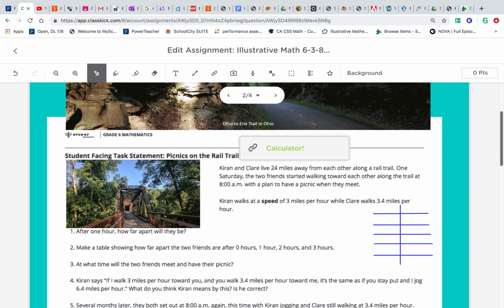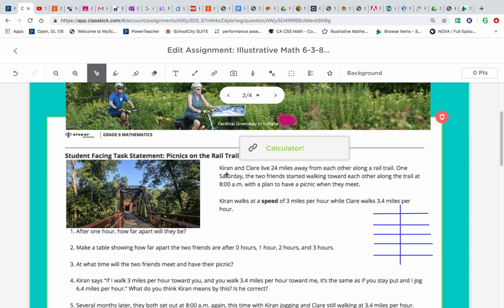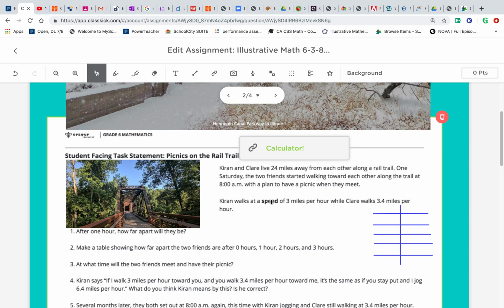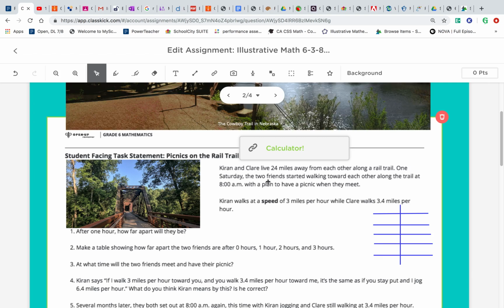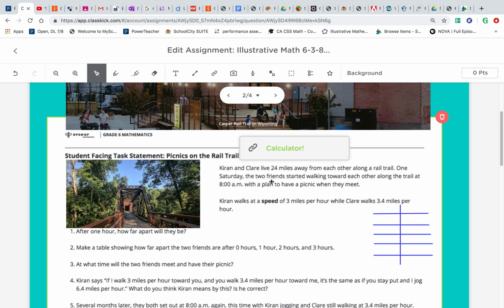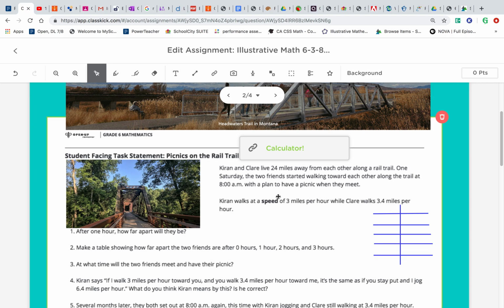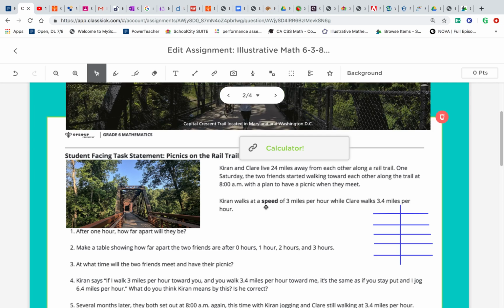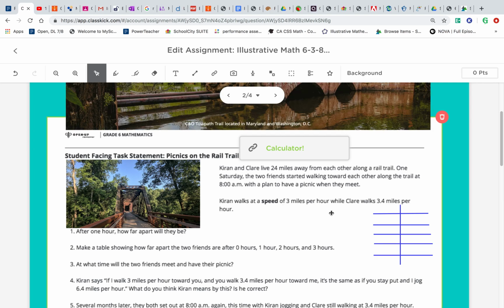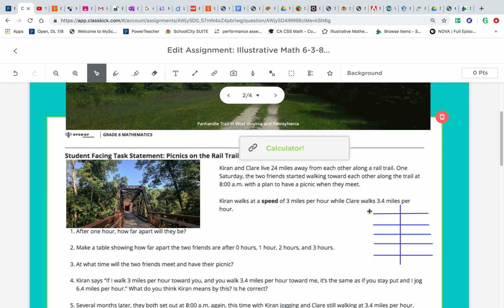Okay, and so today we're looking at a situation where Kieran and Claire live 24 miles away from each other along a rail trail. One Saturday, the two friends started walking toward each other along the rail trail at 8 a.m. with a plan to have a picnic when they meet. Kieran walks at a speed of 3 miles per hour, while Claire walks 3.4 miles per hour.